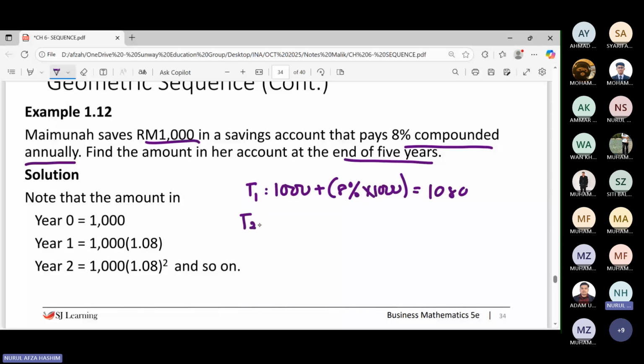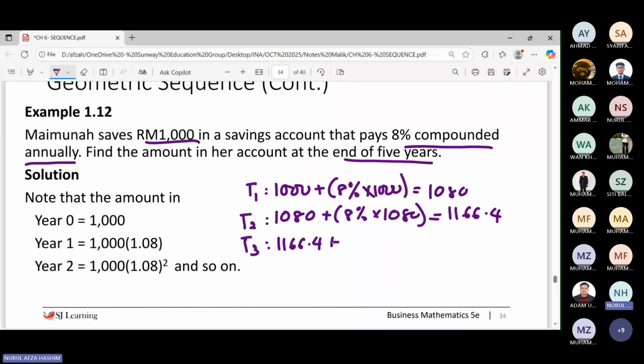And then on the second year, on the December next year, in your account you have 1,080 already. And then the 8% from 1,080. So how much gonna be? 1166.4. 1166.4. And then on the third year, 1166.4 plus the 8% here, from 1166.4. How much?